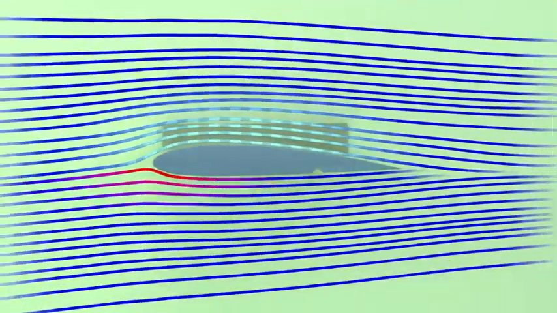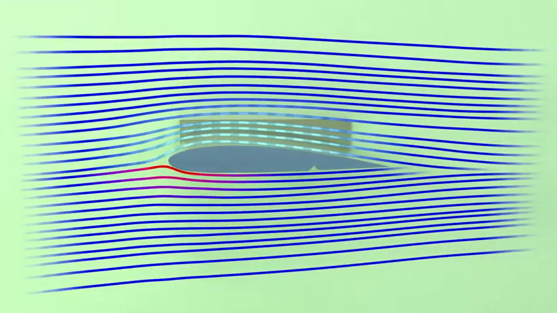Because of this, the air traveling over the wing will increase in speed, and as a result, will have a lower pressure than the air below the wing. This imbalance in pressure is called a pressure gradient.